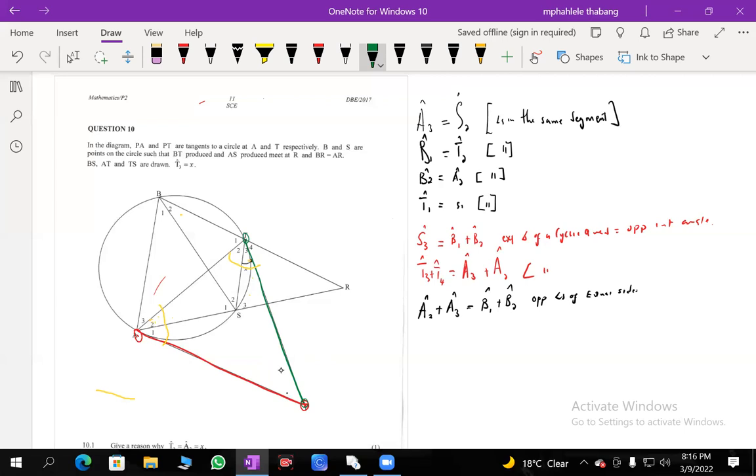They are tangents drawn from the same vertex. Same point. Hey, you are right. You are right. Tangents drawn from the same point are equal.